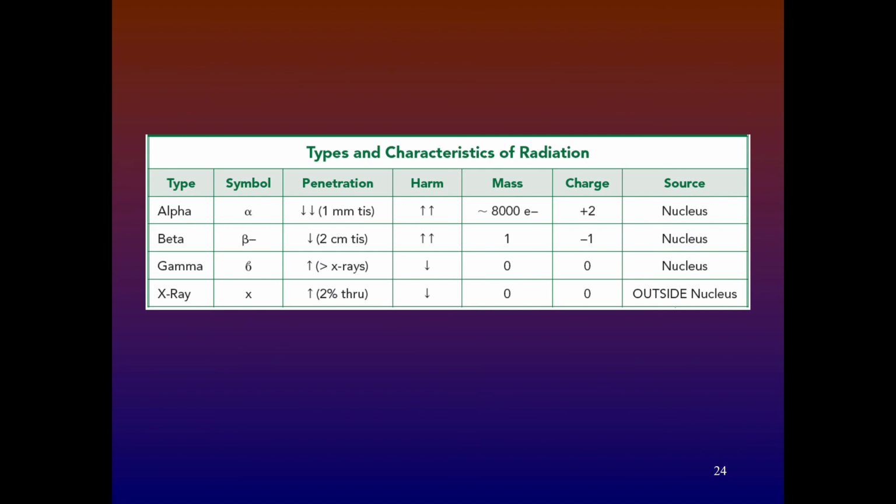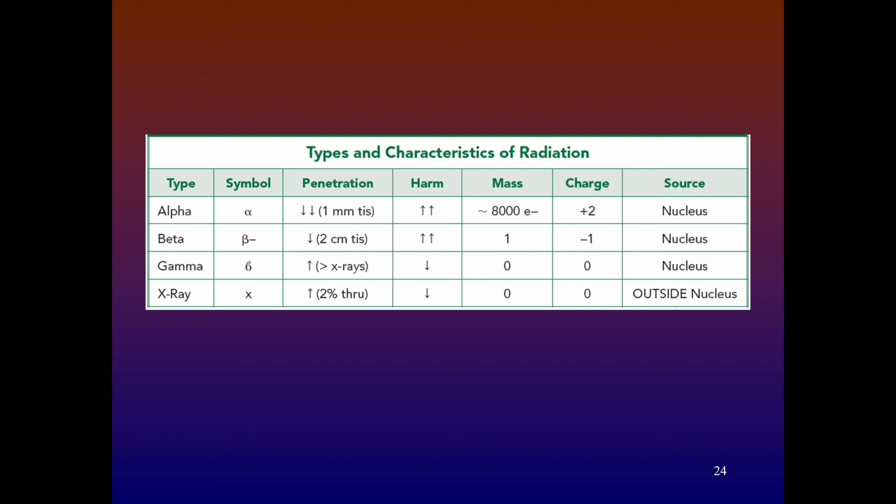This last table kind of sums up the things that I've been talking about. The types and characteristics of radiation. We have alpha, beta, gamma, and X. Alpha radiation is not penetrating, very harmful. It's very massive, about 8,000 times the mass of an electron, and it has a charge of +2. It comes from the nucleus of an atom.